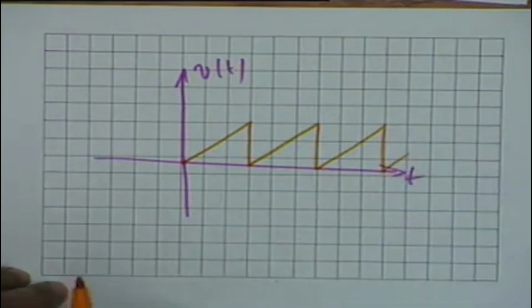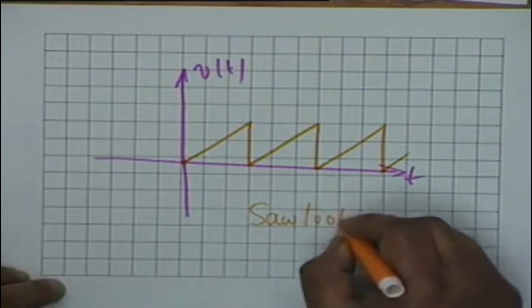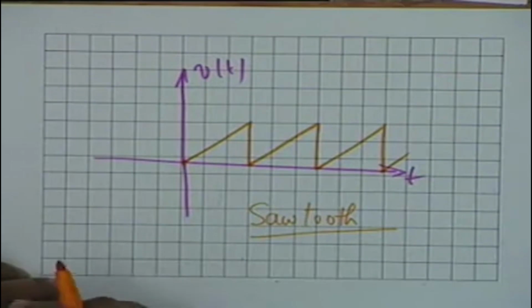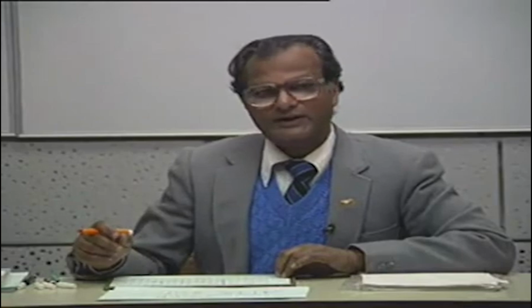This waveform looks like the teeth of a saw, and therefore it is called a sawtooth waveform. It's just that similarity. There is no other interpretation associated with this. Now, a sawtooth waveform is extremely useful in a cathode ray oscilloscope, in CRO.